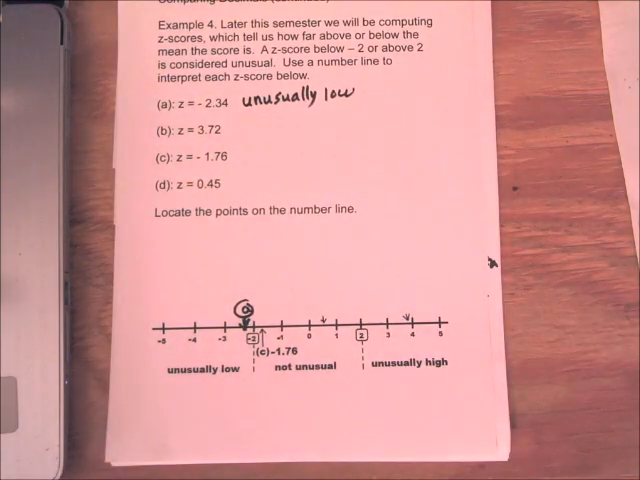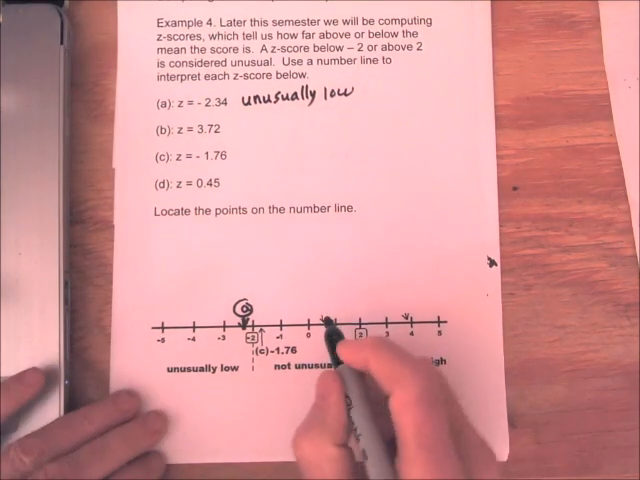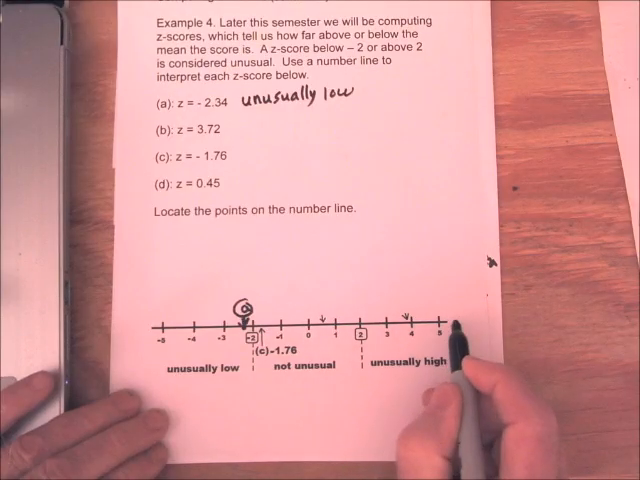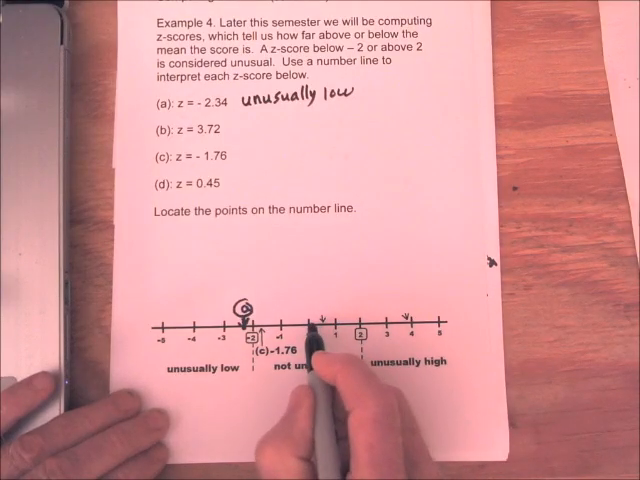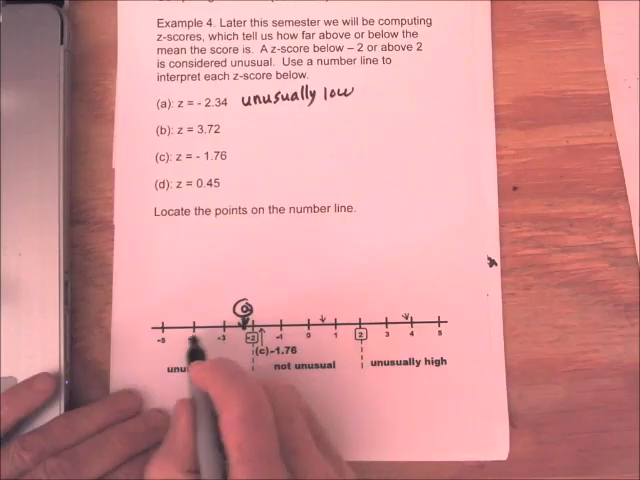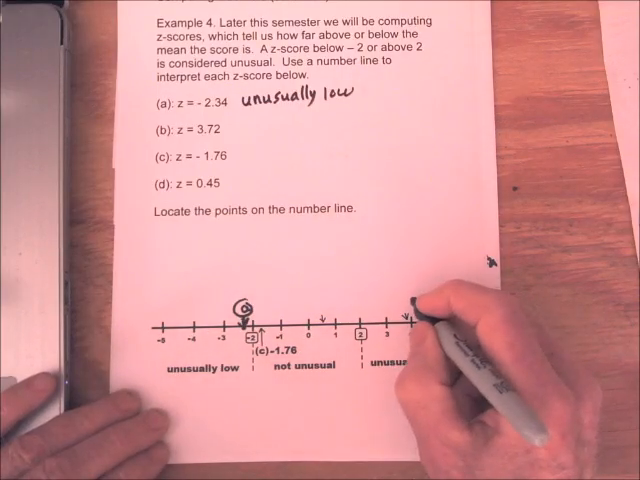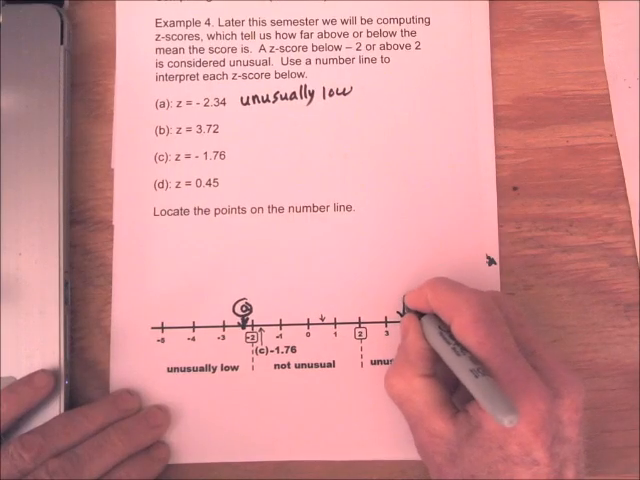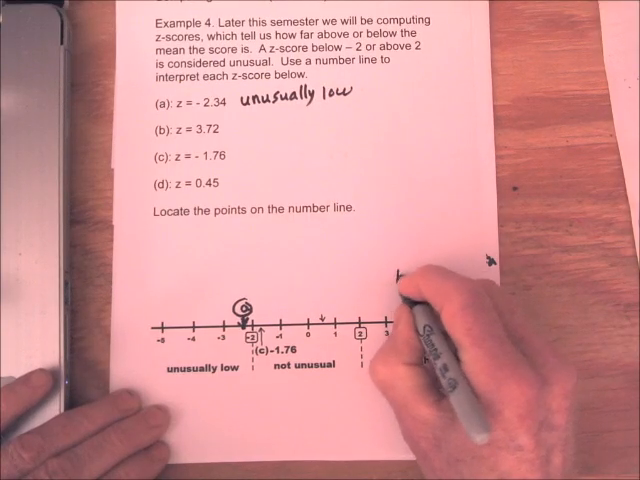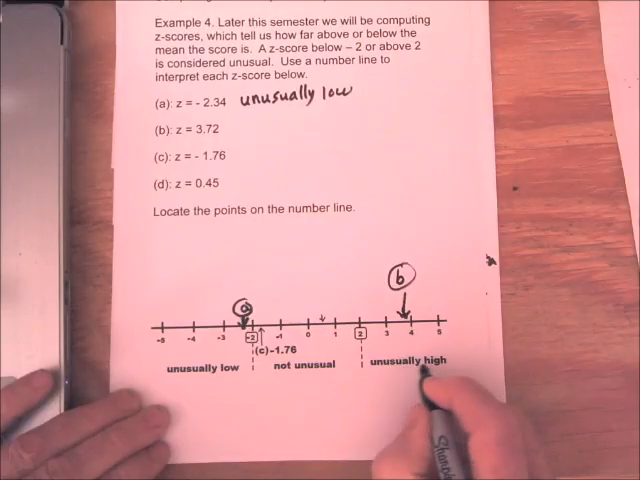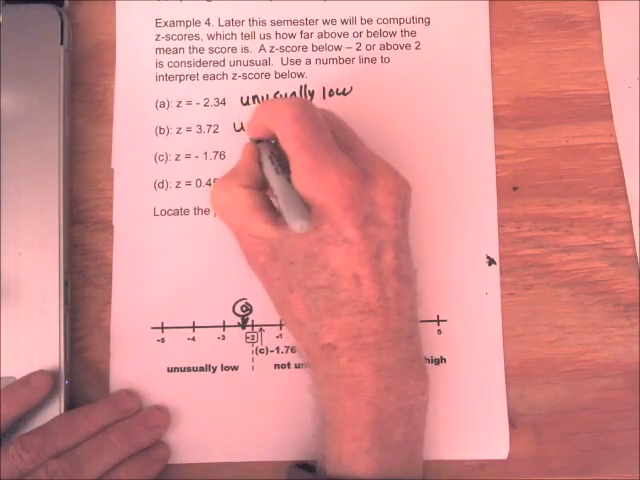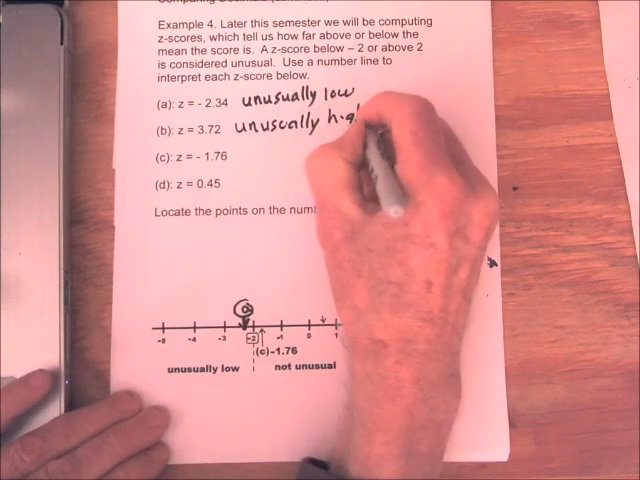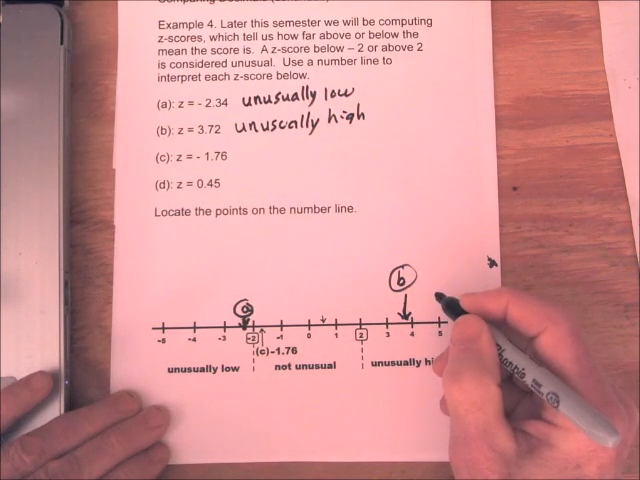Okay, a z-score of positive 3.72. That's going to be on the positive side. So the number line has 0 in the middle, and then if you go to the right, you have the positive numbers 1, 2, 3, 4, etc. If you're going to the left from 0, you have the negative numbers -1, -2, -3, -4, and so forth. So positive 3.72 is between positive 3 and positive 4. It's on the positive side. And this is part B, and this would be unusually high. Any z-score above 2 is unusually high.